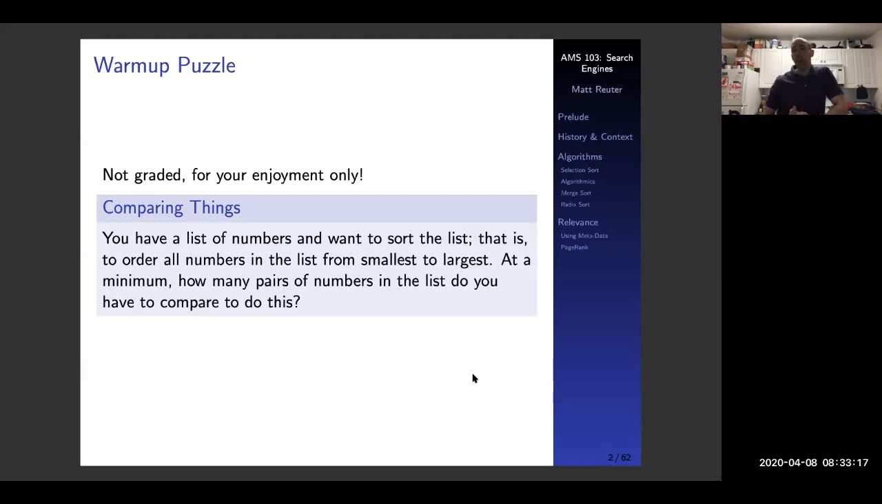Basically, the technology we're going to look at is search engines. And the major math concept that we're going to bring into this is algorithms and algorithm analysis. So we'll define algorithms formally later in the unit next week.